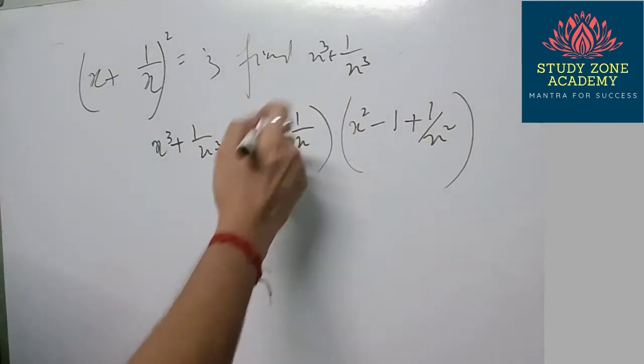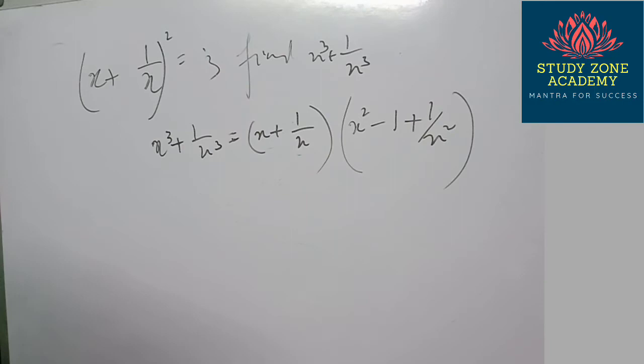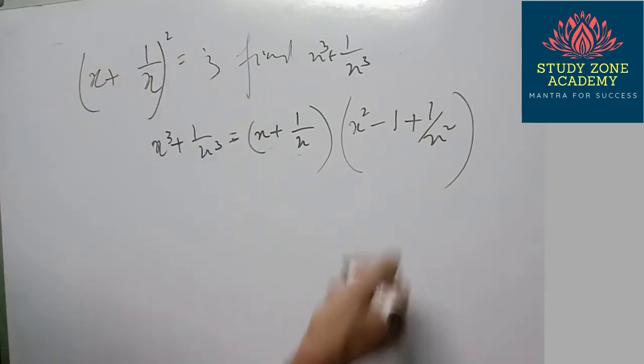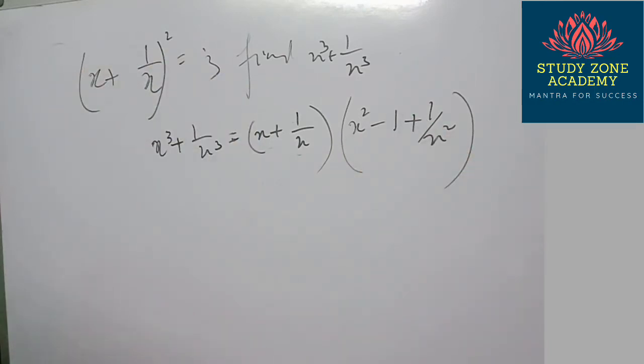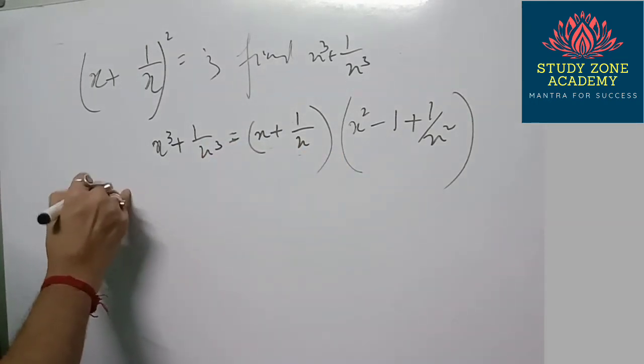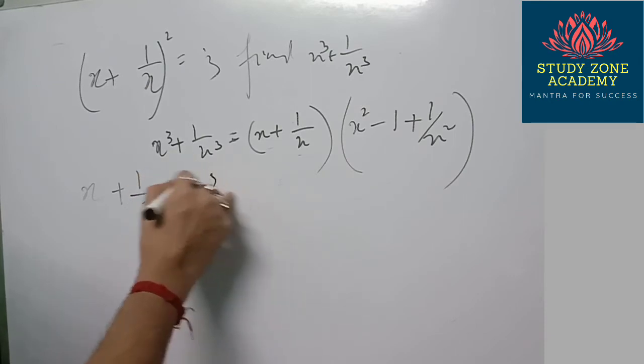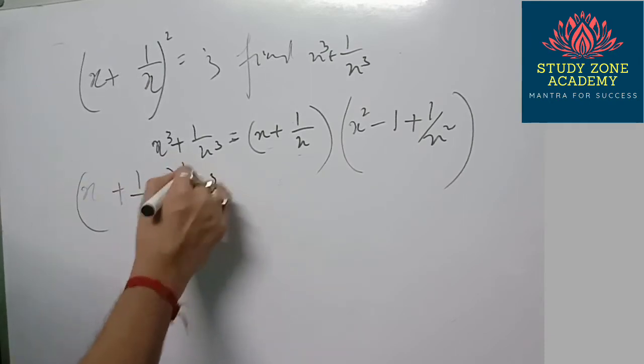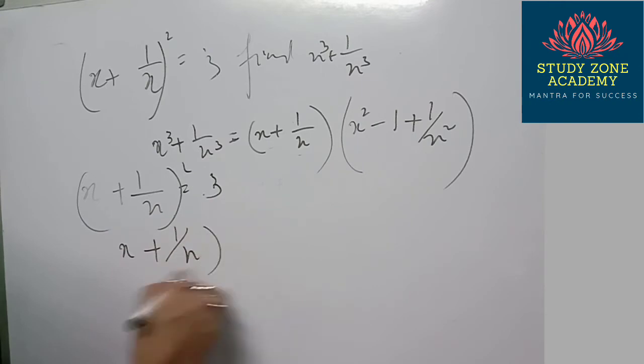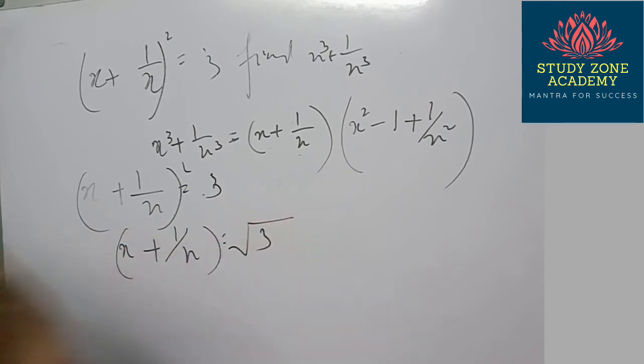So these are the things we require. We need x plus 1 by x. Here we can get it from here, and we require x square plus 1 by x square. We can get the value here. Yeah, let us do that. Taking the square root on both sides of x plus 1 by x, we will be getting root over 3. Fine, we got this value.